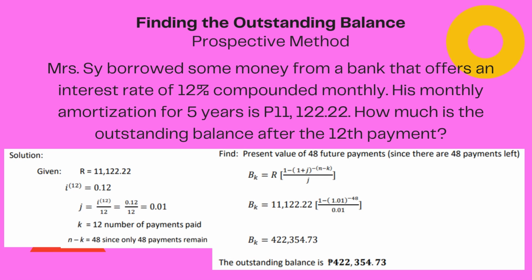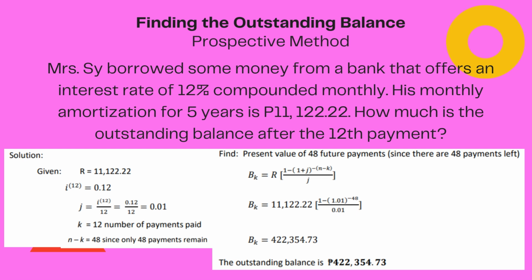So what if we are asked to find the outstanding balance? Recall that the outstanding balance of a loan is the amount of the loan at this time. One method to compute the outstanding balance is to get the present value of all the remaining payments. This method is called the prospective method.